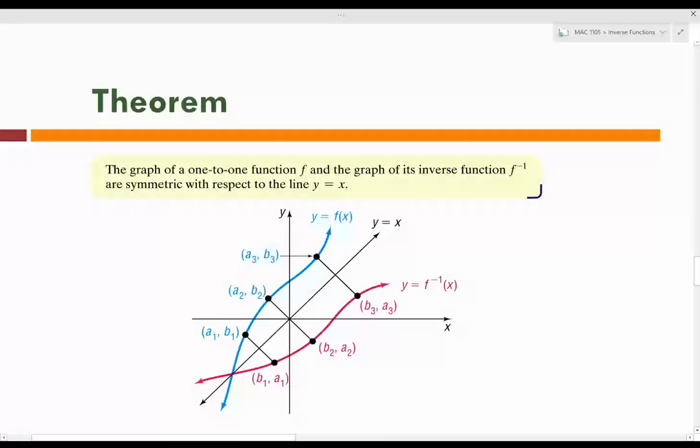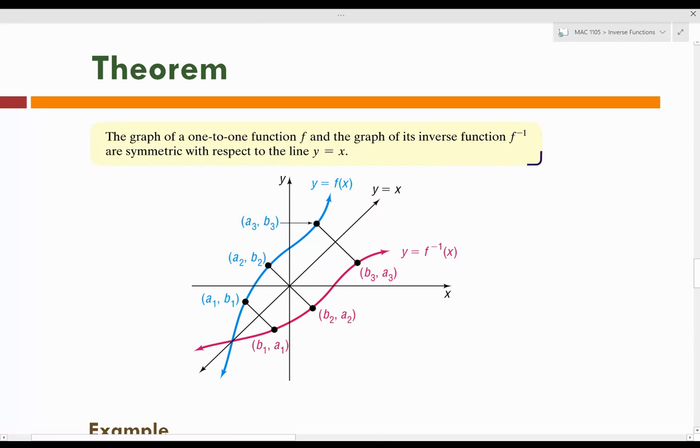Okay, so let's look at this. We have this theorem that says the graph of a one-to-one function f and the graph of its inverse function f to the negative 1 power are symmetric with respect to the line y equals x, okay? So if you're looking at this picture, the blue is the function. Notice the first coordinate, (a1, b1). If I want to find out where that matching point would be on the inverse, all I have to do is interchange the x and the y coordinates. So the point (b1, a1) would be on the inverse. And you'll notice that for all of the points, all they did was change positions.